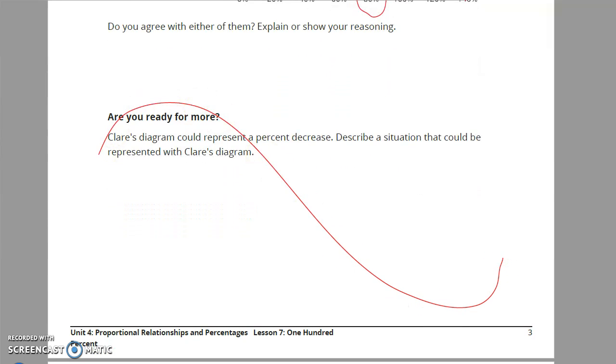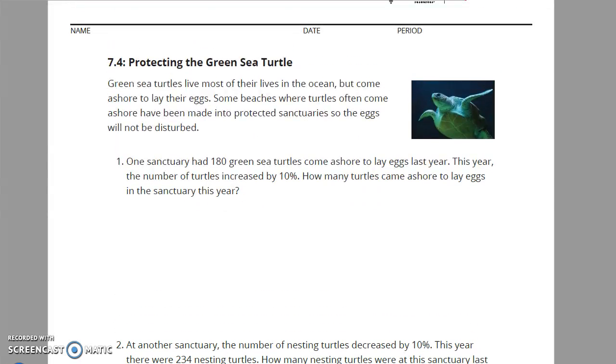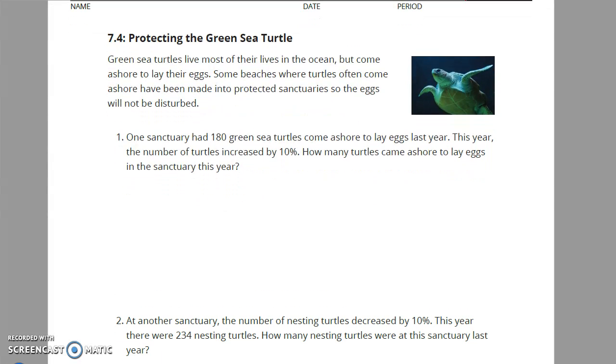Are you ready for more? All right. Green sea turtles live most of their lives in the ocean, but come ashore to lay their eggs. Some beaches where turtles often come ashore have been protected sanctuaries so that eggs will not be disturbed. One sanctuary had 180 green sea turtles come ashore to lay eggs last year. This year, the number of turtles decreased by 10%. How many turtles come ashore to lay eggs in the sanctuary this year?